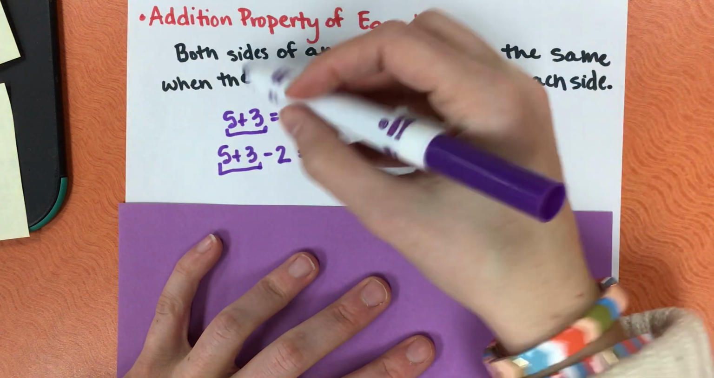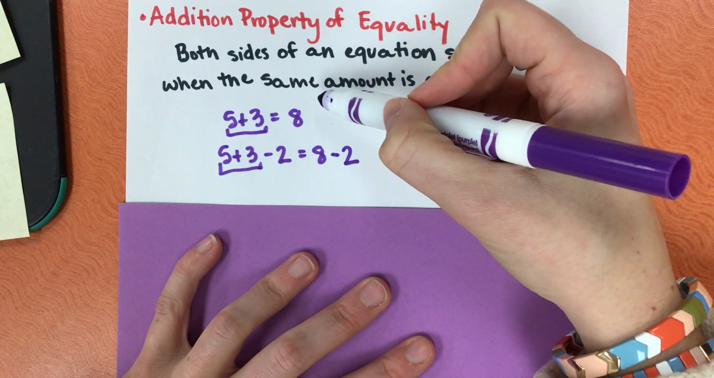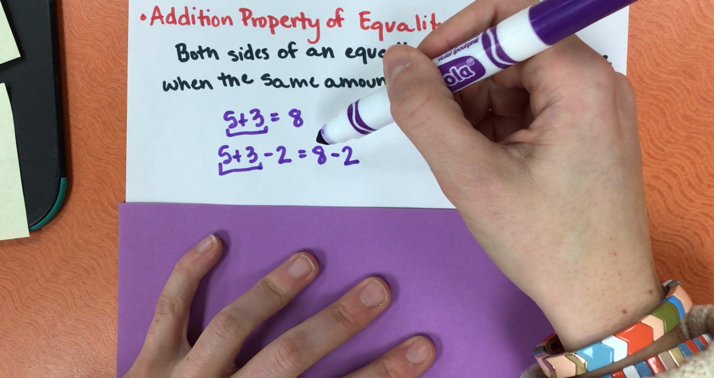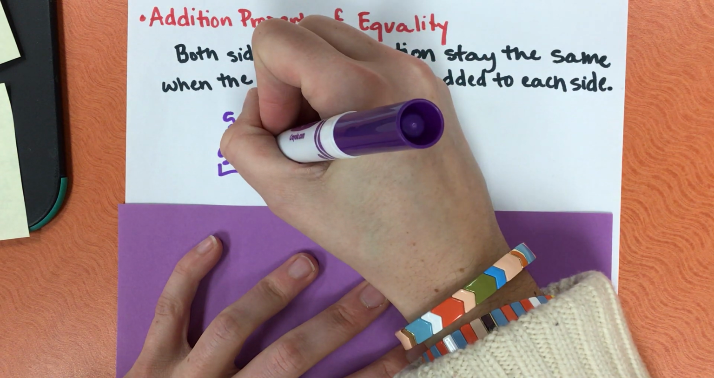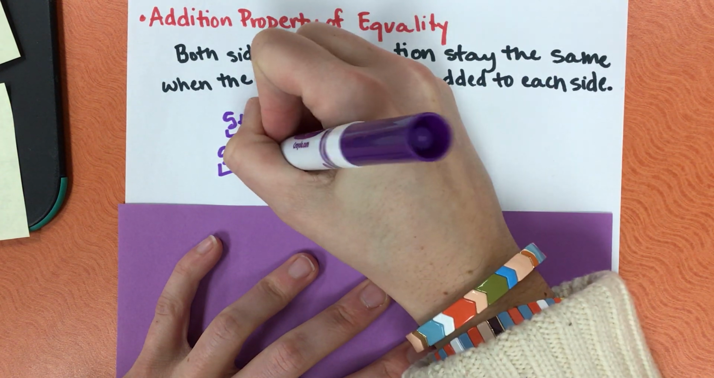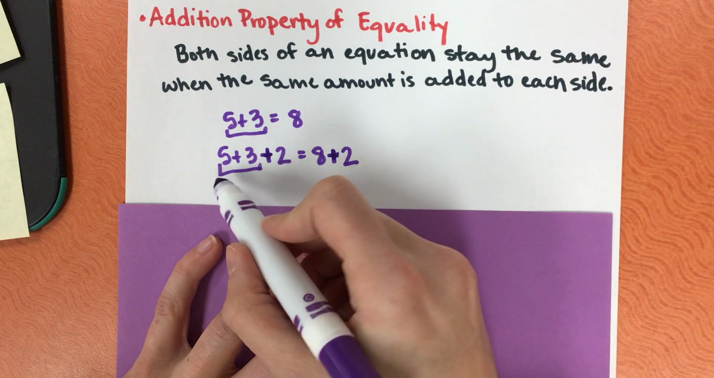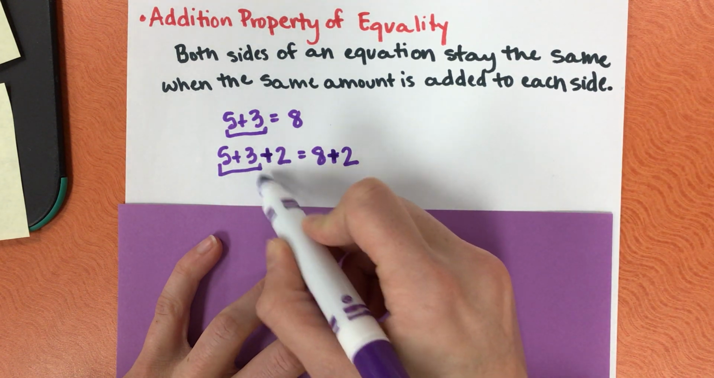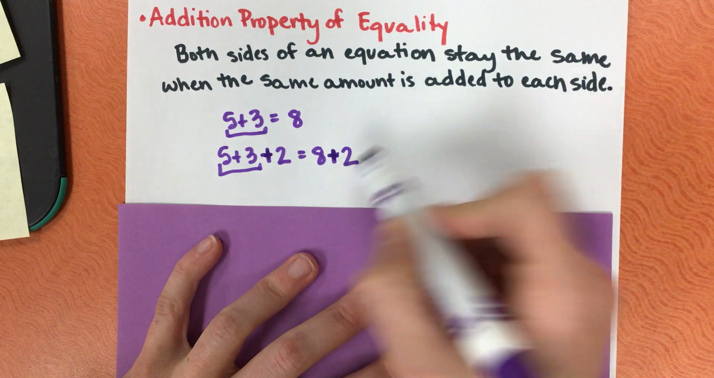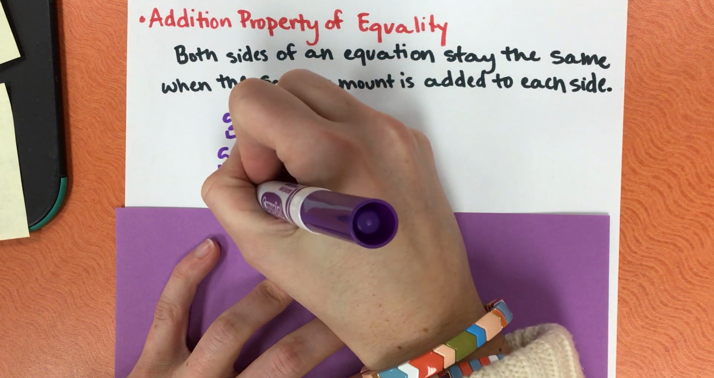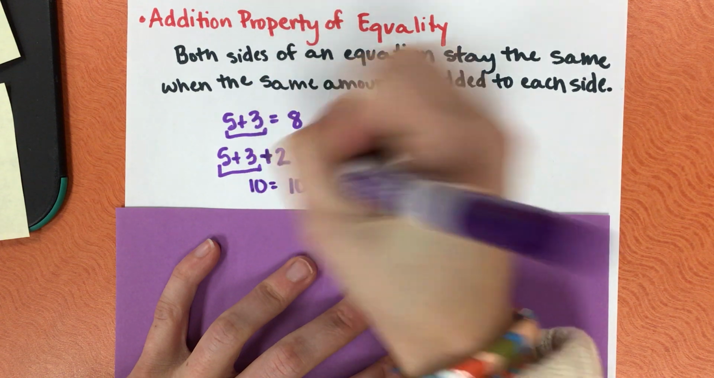So now instead of having 5 plus 3 equals 8, we have 5 plus 3 minus 2 equals, oh, I'm so sorry, that's supposed to be plus 2. For addition, it works the same way. So we've got 5 plus 3 plus 2 equals 8 plus 2. And now instead of having 5 plus 3 equals 8, we should end up with 10 equals 10.